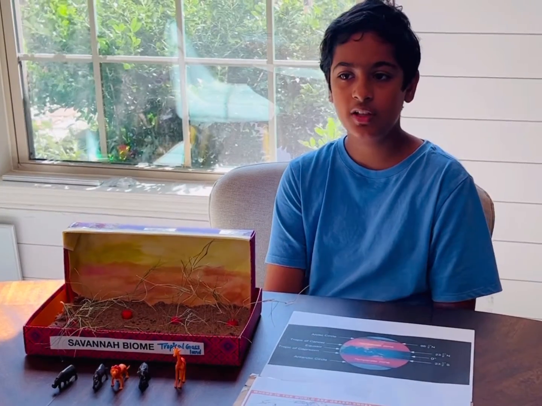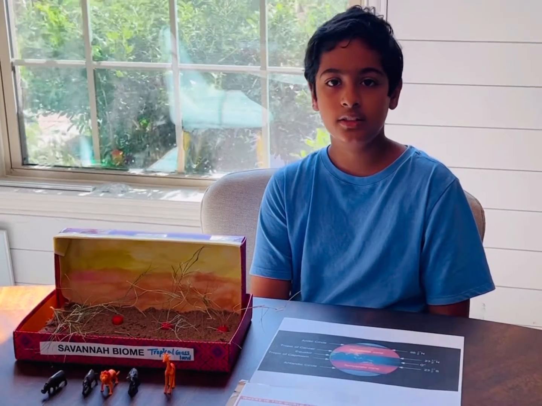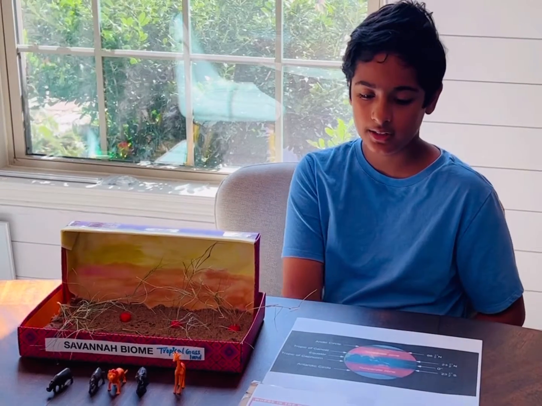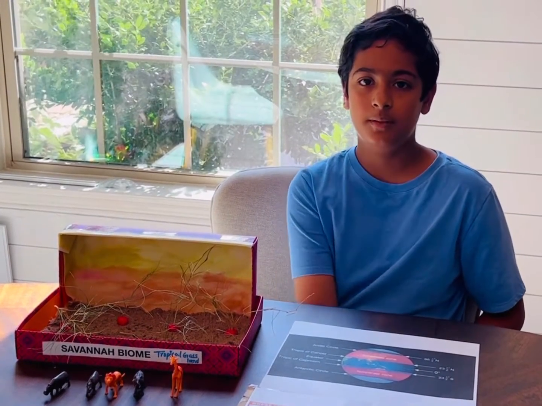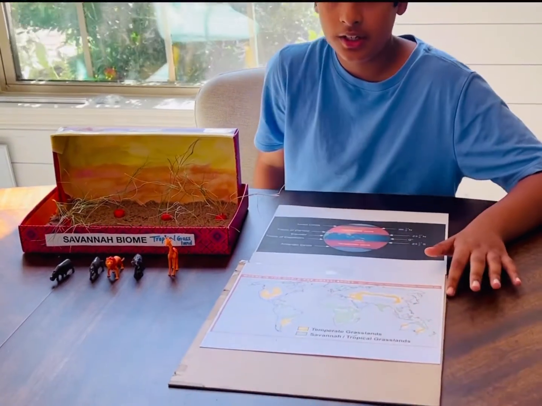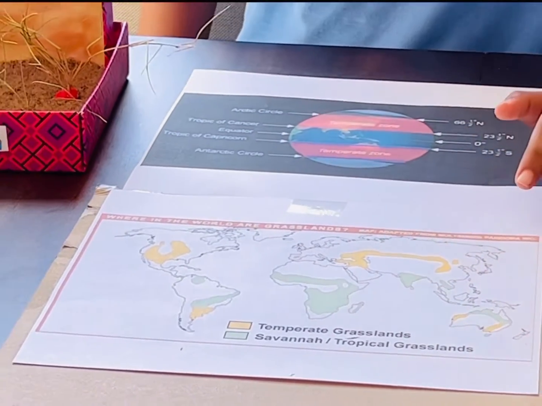grasslands. The soil here is not that fertile because of the amount of rain it gets. It only gets 20 to 50 inches of rain a year. The topsoil will not contain many nutrients for the plant to survive long. On the map, as you can see, Africa has the most amount of tropical grasslands in it.